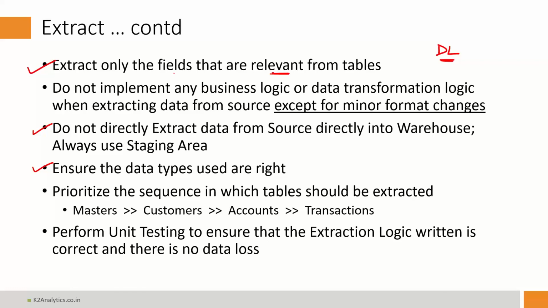Prioritize the sequence in which data has to be extracted. Always extract masters first, because masters will have all your primary keys which will have corresponding foreign key relation with other tables. Always get master tables first, then get the customer master table, because customer will buy your products and services. So when he buys your products and services or opens an account, there will be corresponding primary key foreign key association.